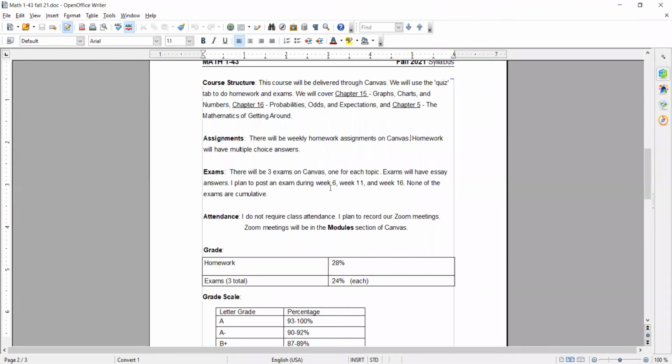Exams will be during weeks 6, 11, and 16. And none of them are cumulative.